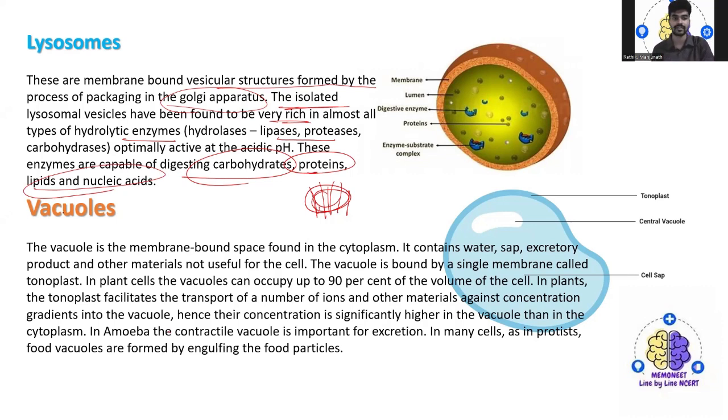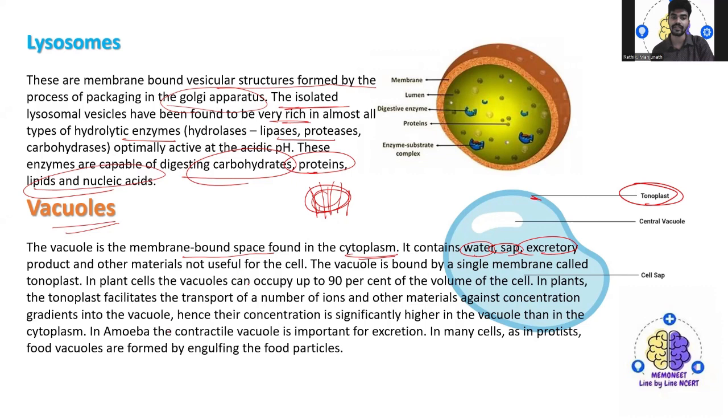The next we have is vacuoles. It is a membrane-bound space found in the cytoplasm. So what do these vacuoles contain? You'll see water, sap, excretory products, and other waste materials which are not useful for the cell. The vacuole is bounded by a single membrane called the tonoplast. This is very important. Here you are seeing the single membrane, which is called the tonoplast. Very important from the exam aspect.